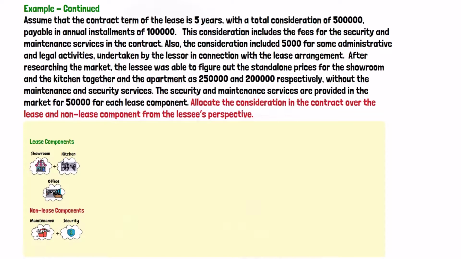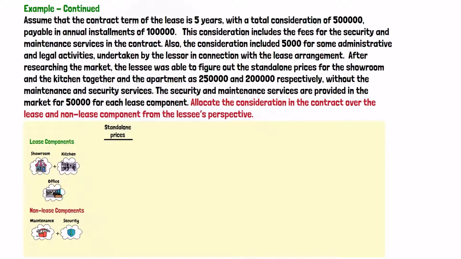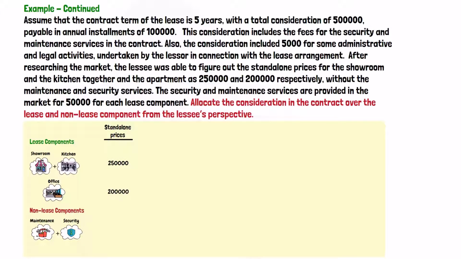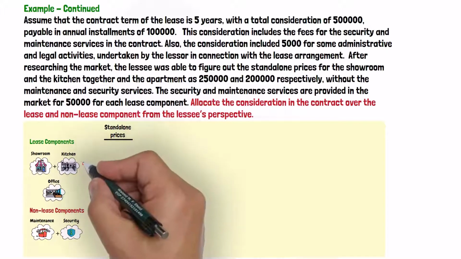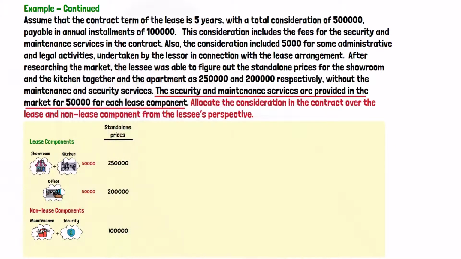Let us start by inserting the standalone prices for these components. $250,000 for the showroom and the kitchen, and $200,000 for the apartment, then the aggregate standalone price for the security and maintenance, $100,000, calculated as $50,000 for each lease component as given in the example. The total for these standalone prices is $550,000.